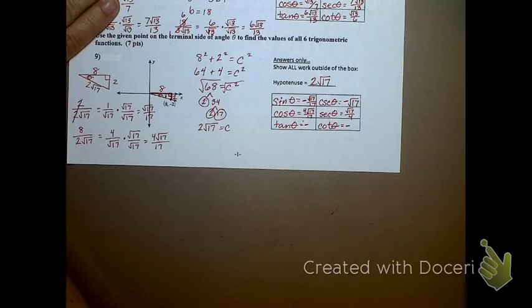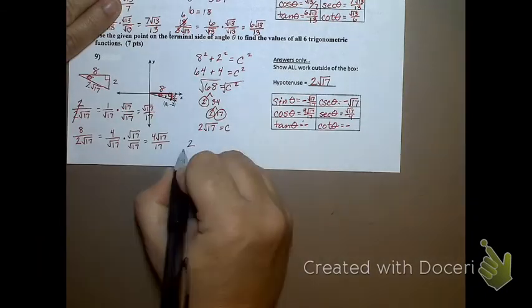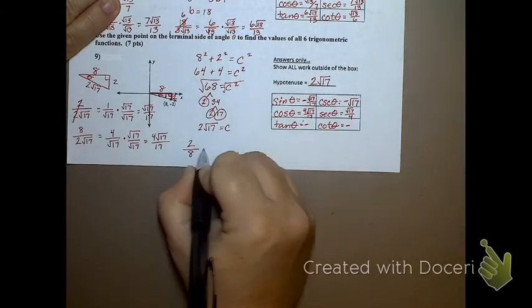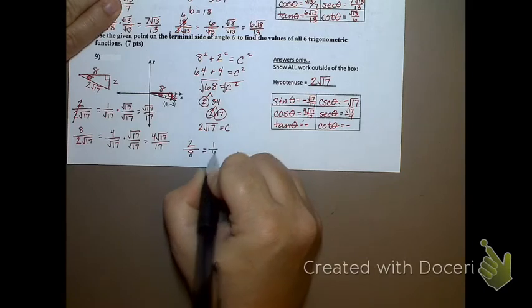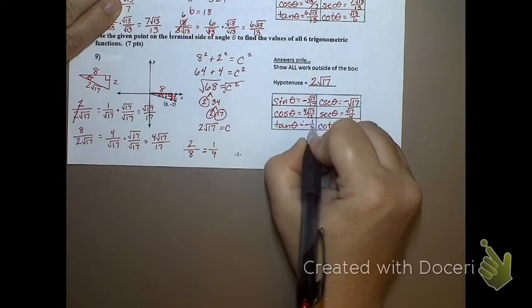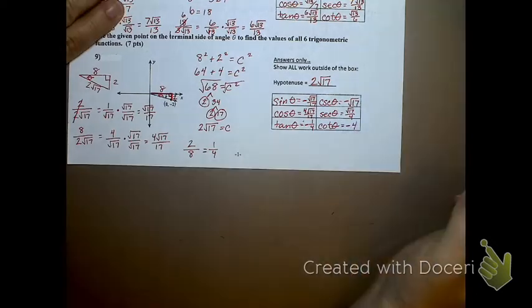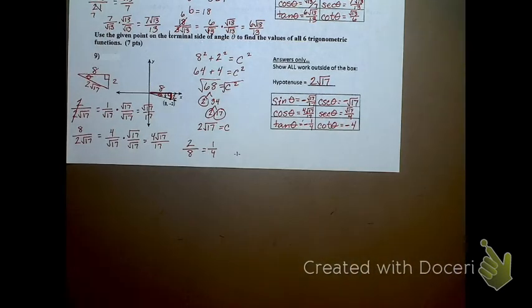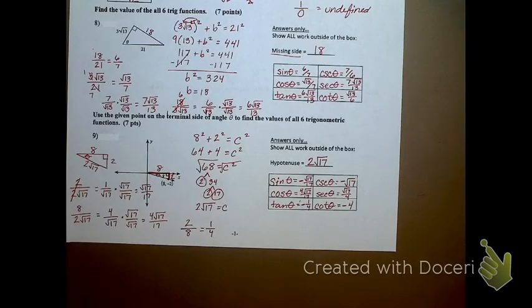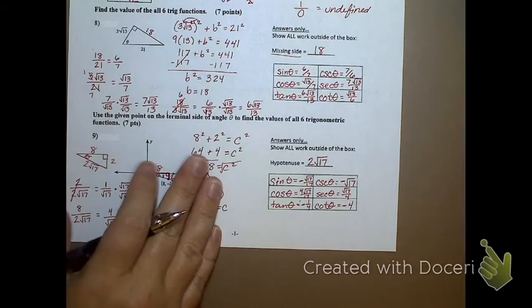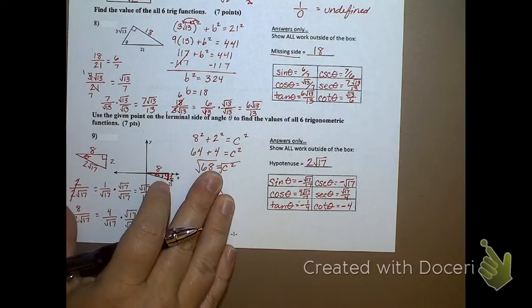Tangent. Opposite over adjacent. What does that reduce to? 1/4. So tangent is negative 1/4. What's cotangent? Negative 4. Any questions about those guys before I go to the back side? What did I need my calculator for? Basic multiplication, right? 9 times 13, 21 squared, nothing big.